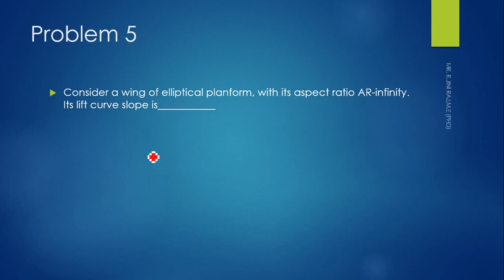See, here we have a problem. Consider a wing of elliptical planform with its aspect ratio AR equal to infinity. Find the lift curve slope. Here they are telling that the wing has an elliptical planform with its aspect ratio equal to infinity. What is the lift curve slope? Anyone? Are you able to find the answer for this?